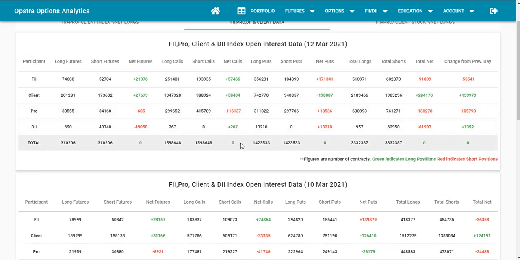Also, you can look into it in a comparative manner as well. The previous day, 10th March, the data was this, and what has happened here. So they have booked some profit from the calls and increased on the short side. So this kind of representation as well you can make.